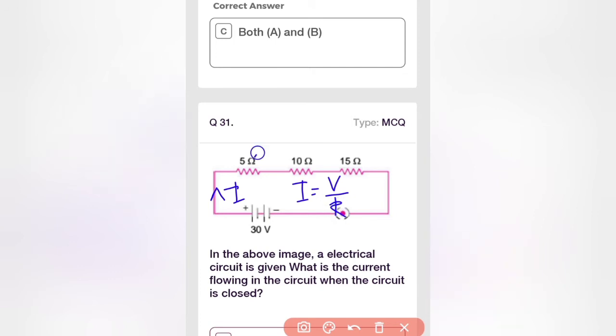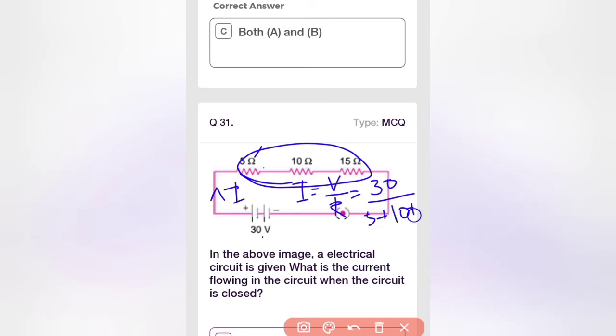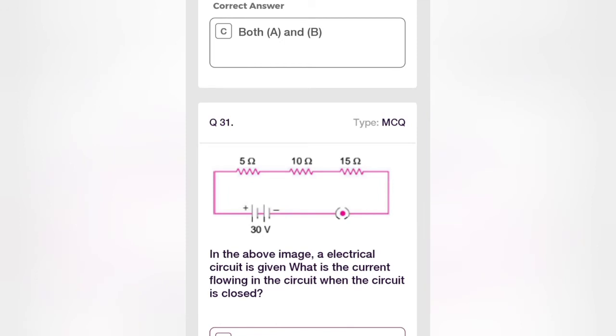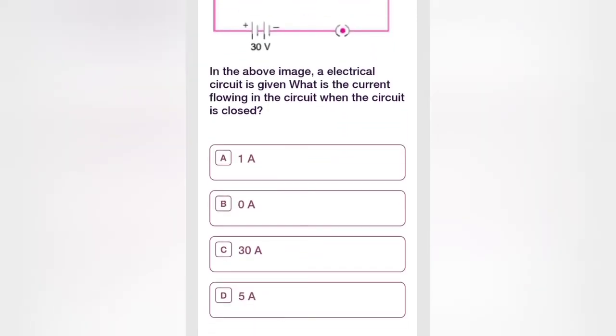So if they ask you to find what is the current in the 5 ohm resistor, you should not take 30 divided by 5. Okay, so current is the same. No, you should consider all the three resistances. So therefore it is 30 divided by 5 plus 10 plus 15. So it's going to be 30 divided by 30. So it's going to be 1 amp. Okay, option A is the correct answer.